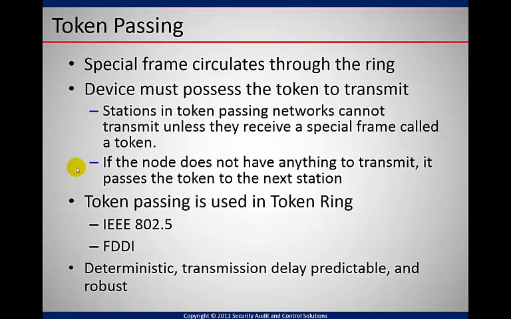It is deterministic, the transmission delay is predictable, and it is robust. The only problem with token passing is that it is a single point of failure. If a station fails and the token cannot be passed further, the whole ring dies.